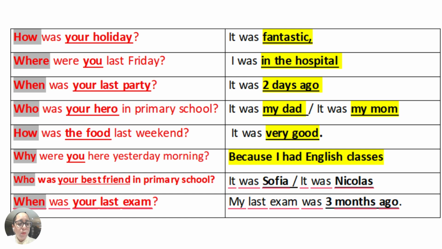When was your last exam? My last exam was last month, 3 months ago, a week ago. So after explaining the past form of verb to be, was and were, let me summarize this part by giving you some examples, some positive examples, negative sentences or statements, and yes, no questions and WH questions, just to close this part.